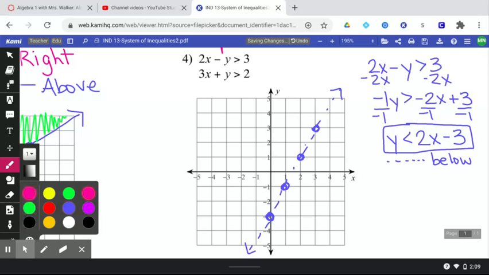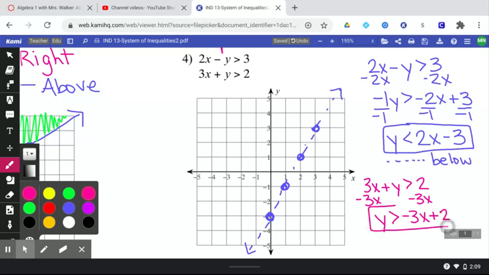All right, then our second inequality, 3x plus y is greater than 2. All we have to do here is subtract our 3x, and we get y is greater than -3x plus 2. Our y is by itself, so we are good to go. And on this one, we're also going to have a dotted line, but it's greater than, so we're going to shade above. And I probably should have put a B for below on that one. All right, so we're going to start out at +2, and we're going to go down 3 and over 1, or up 3 and back 1. We're going to get that nice dotted line as much as we can.